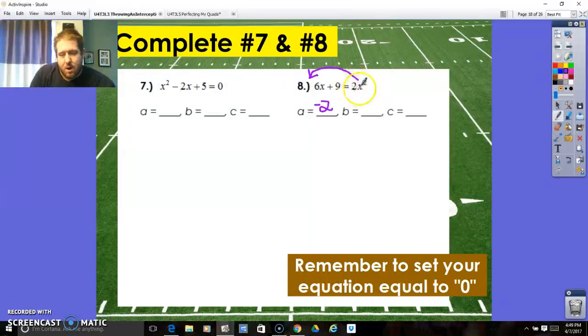Okay, this is on the wrong side. I want to set it equal to 0. I've got to move it to the other side, change it to the opposite. This becomes 6, and this becomes 9. All right, over here, it looks like we have a is 1, and b is negative 2, and c is 5. That one was pretty easy. It was already set equal to 0.